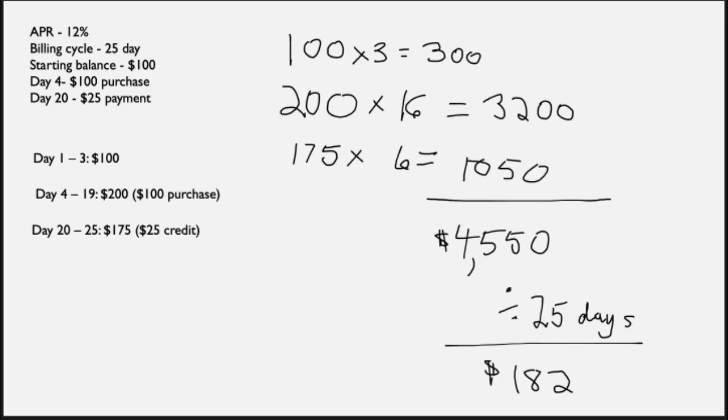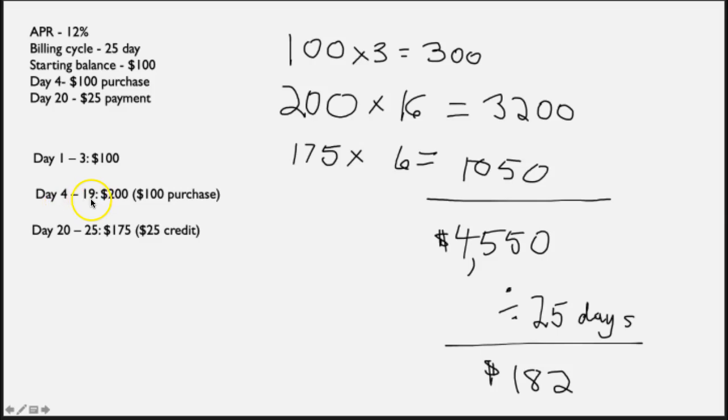So here are the calculations. Because we have 3 days, day 1, day 2, day 3, we're going to do 100 times 3, which is 300. Remember that in the end, what we want to do is add up every day in the cycle. Whatever the balances are for all 25 days, we want to add those up. So this is basically 100 plus 100 plus 100, which I just did as 100 times 3. It's the same thing. And then day 4 through 19.